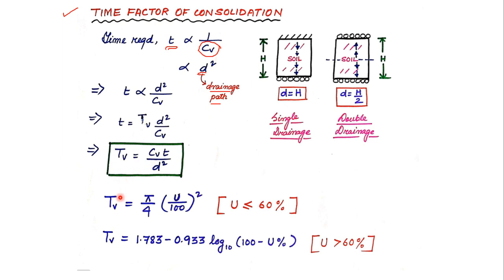Now time factor can also be expressed in terms of degree of consolidation, that is capital U. So when degree of consolidation is less than or equal to 60%, it can be expressed as pi by 4 into (U by 100) square. So let us assume that U is 40%, then time factor in that case will be equal to pi by 4 into (40 by 100) square. Okay. And if your degree of consolidation is greater than 60%, then you are to use this formula.